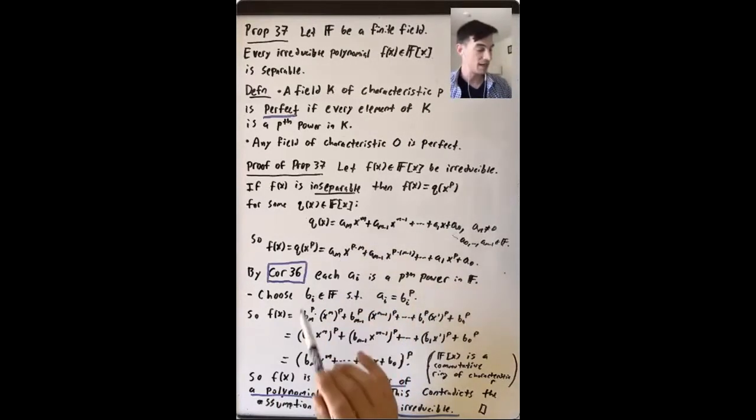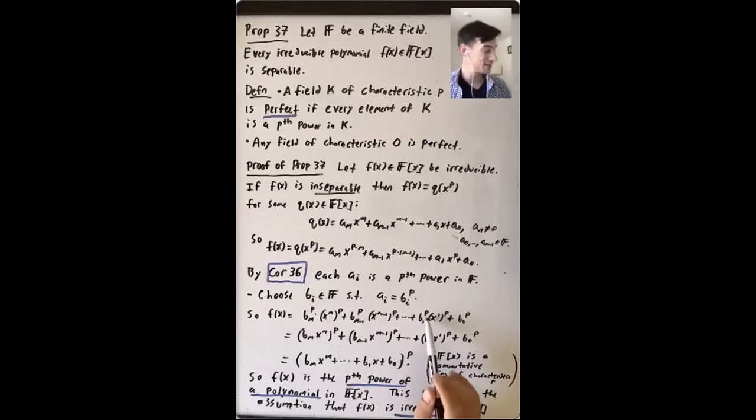So that's the same thing as b_m^p times x^(pm), which is (x^m)^p, plus b_(m-1)^p times (x^(m-1))^p, plus b_1^p times (x^1)^p plus b_0^p. A lot of p's in the exponents here. So we can group terms together and see that this is (b_m x^m)^p plus (b_(m-1) x^(m-1))^p plus (b_1 x^1)^p plus b_0^p.